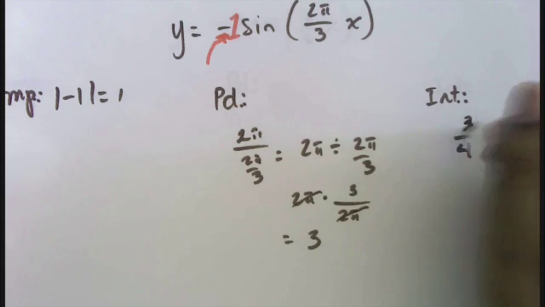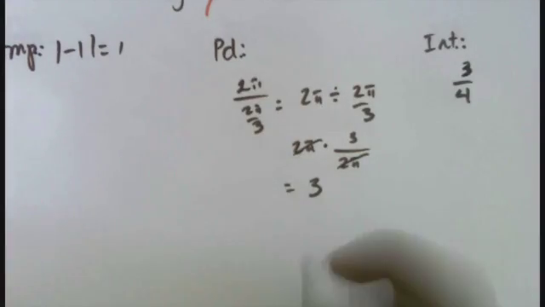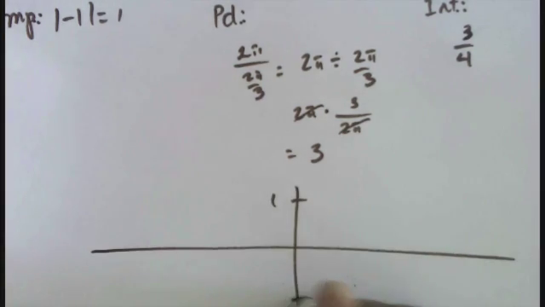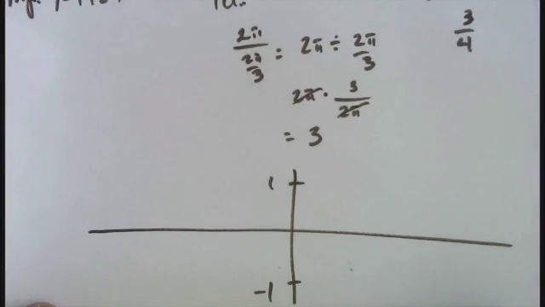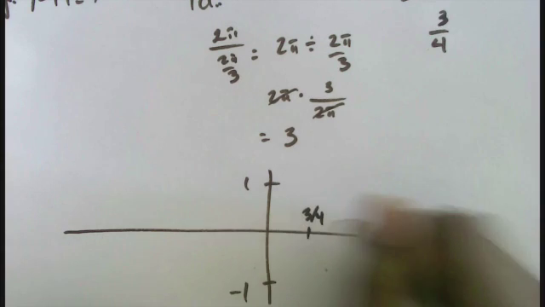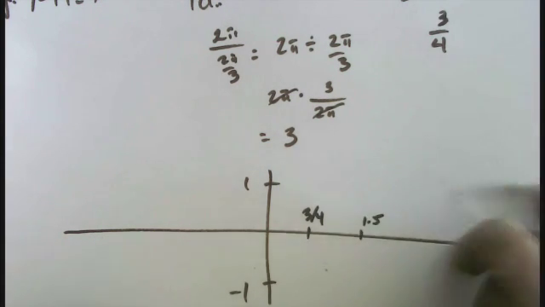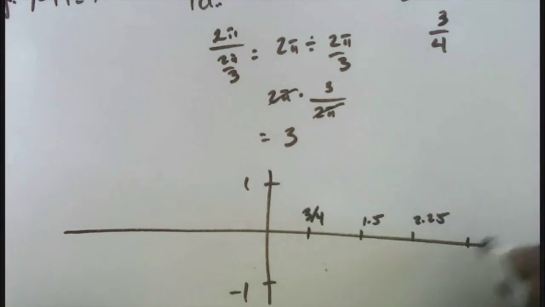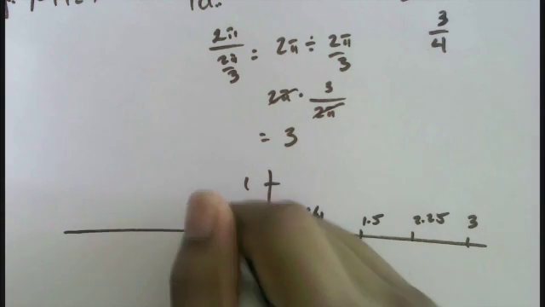which means my intervals will be the period divided into quarters, or 3 over 4. Okay, next, I'm going to have my amplitude of 1, which gives me my range of negative 1 to 1. I don't need to go up or down because there's no number in my equation that moves this graph up or down. I'll go and do my intervals. This is 3 over 4, going out to 1.5, 2.25, and 3. Going back the other direction will be the same thing.